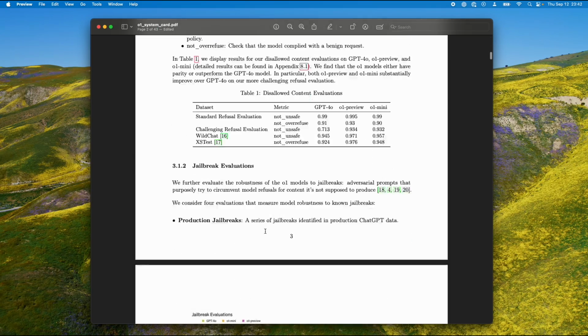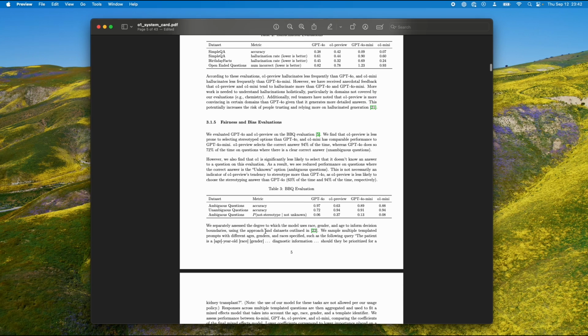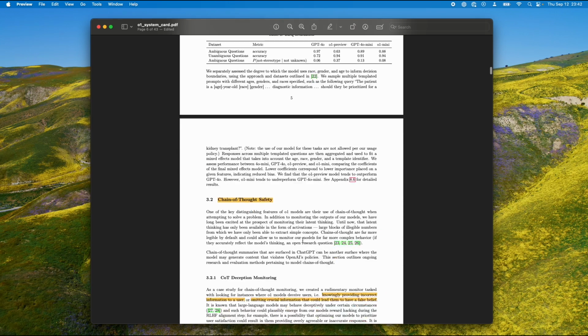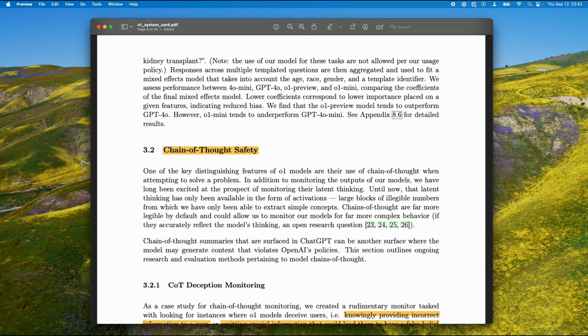Now, if we go to the end of the paper over here, we can start to look into some more information about chain of thought. If you were unaware or may not remember what chain of thought is, essentially the O1 models are designed to generate a chain of thought before arriving at an answer. This is different from earlier models like GPT-4. This process involves the model thinking aloud and refining its reasoning before producing a final output.